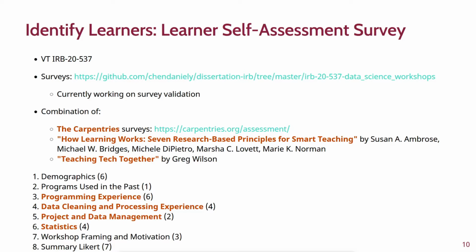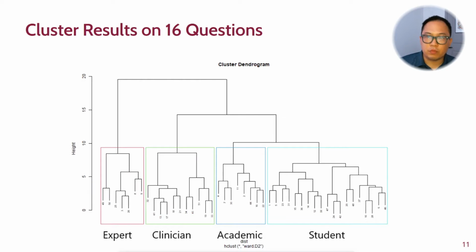And so one way we can figure out what our learners know is to create a survey. So part of our work is using the materials from the Carpentries, How Learning Works, and Teaching Tech together to create a survey. The survey comes in 8 different parts, where we look at 4 of them to try to figure out who our learners are. Those 4 parts compose 16 questions, and if we cluster on them, we can actually go and, using the demographic information from our survey, create a set of clusters.